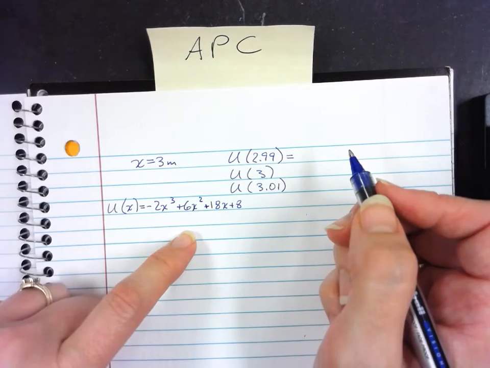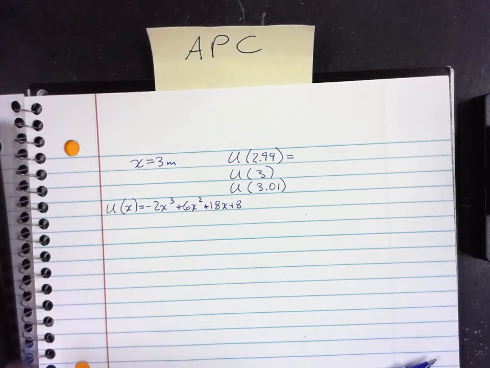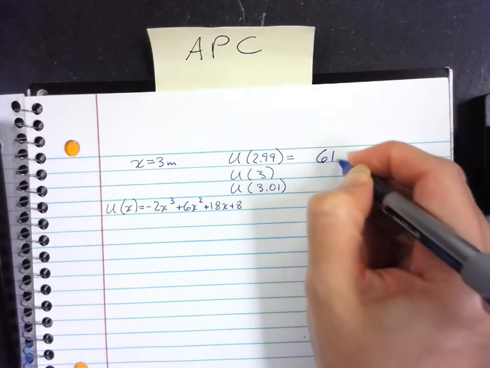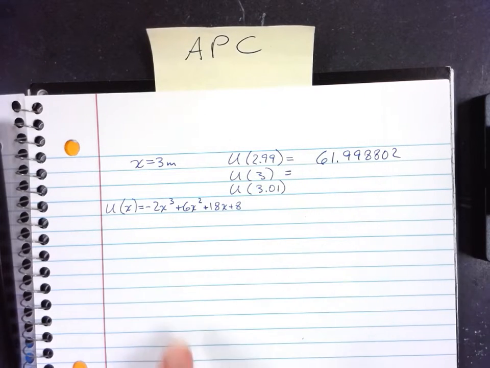So, oh, this is going to be annoying. I'm just doing it directly in the calculator. Let me find the calculator. So clear, negative 2 times 2.99 to the third power plus 6 times 2.99 squared plus 18 times 2.99 plus 8. I get 61.998802. Then I'm going to do it boring old 3.